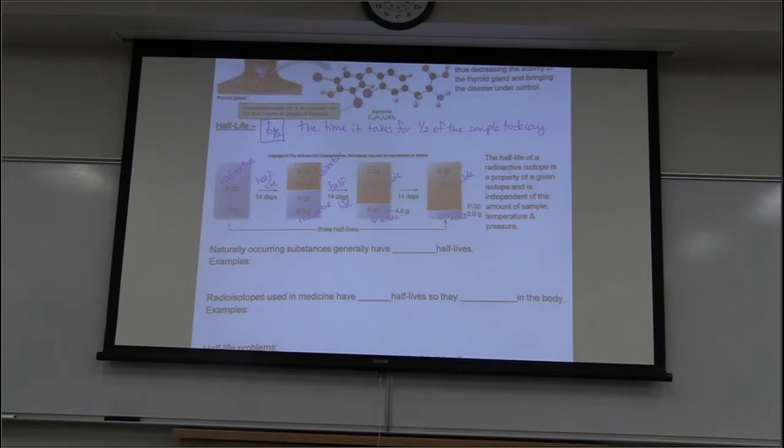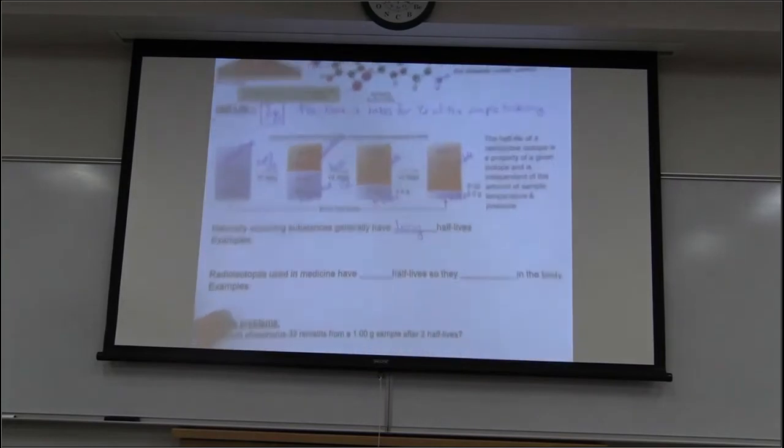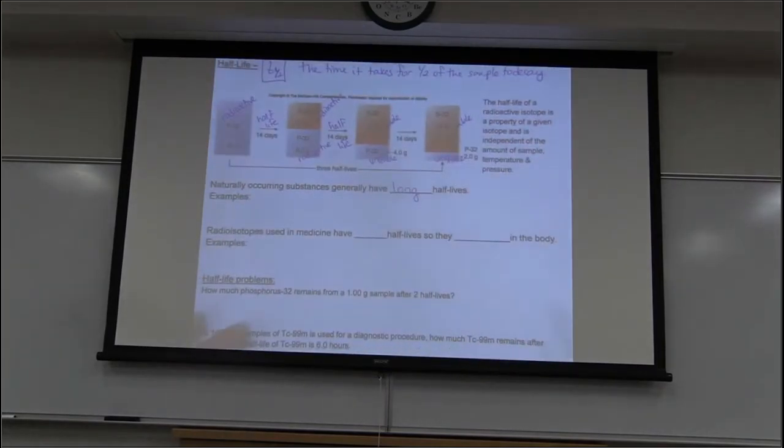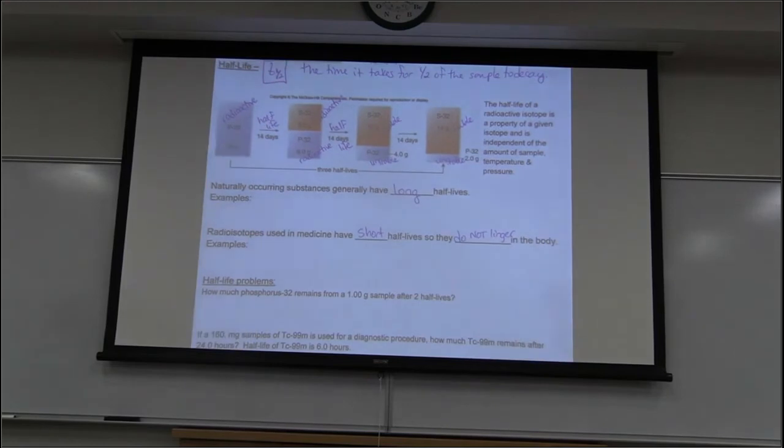Naturally occurring substances generally have very long half-lives, but radioisotopes that are used in medicine have short half-lives, so they do not linger. We don't want them staying in your body. We want them going out of your body. That's the goal. And so they have a very short half-life.